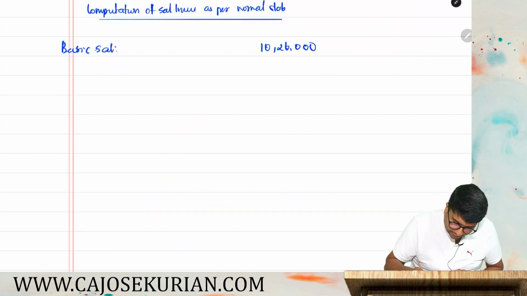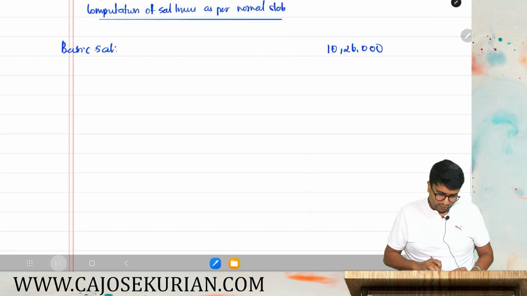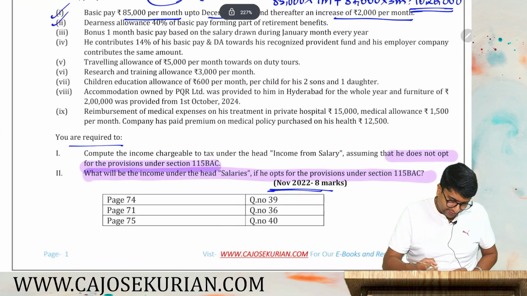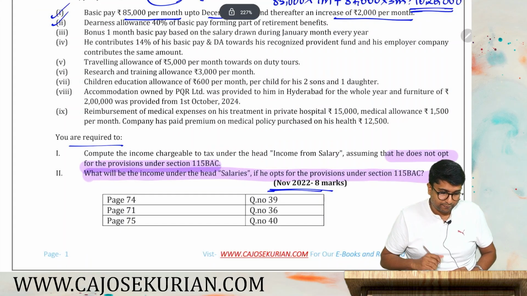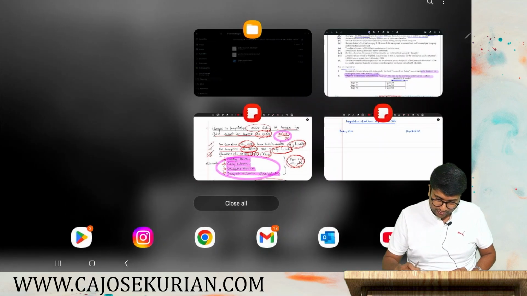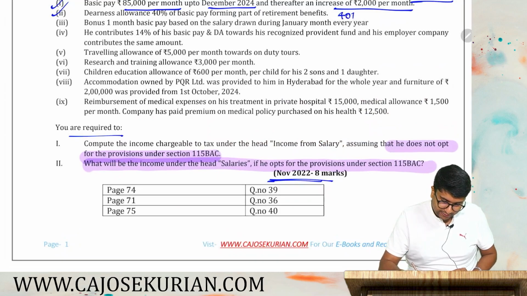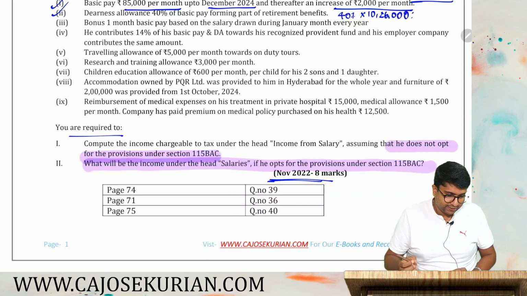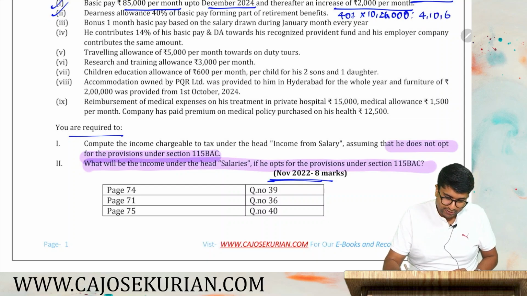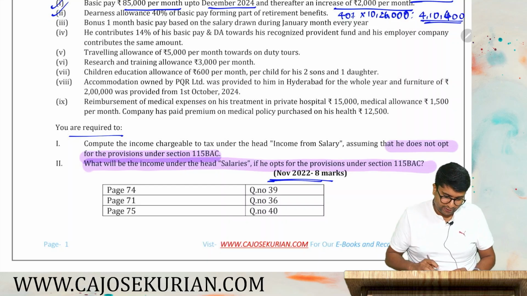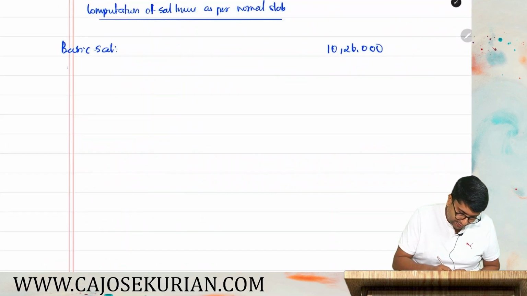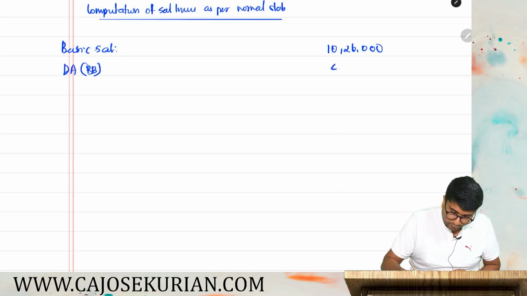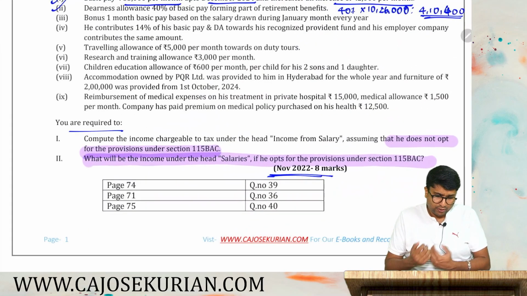10,26,000 shall be the total taxable basic salary. Now, what is point number 2? Second one, that is the dearness allowance. 40% of the basic salary forms part of the retirement benefit. So 40% of 10,26,000 will be how much, friends? That will be 4,10,400. 4,10,400 shall be the dearness allowance. So DA forming part of the retirement benefit shall be 4,10,400. Superb. Then what is next?